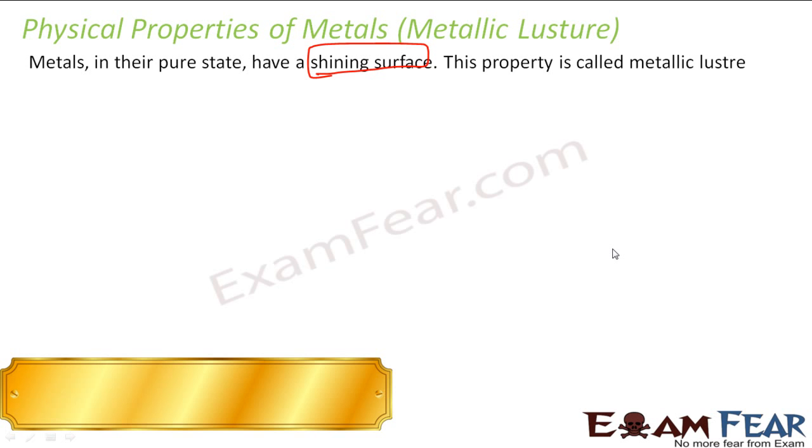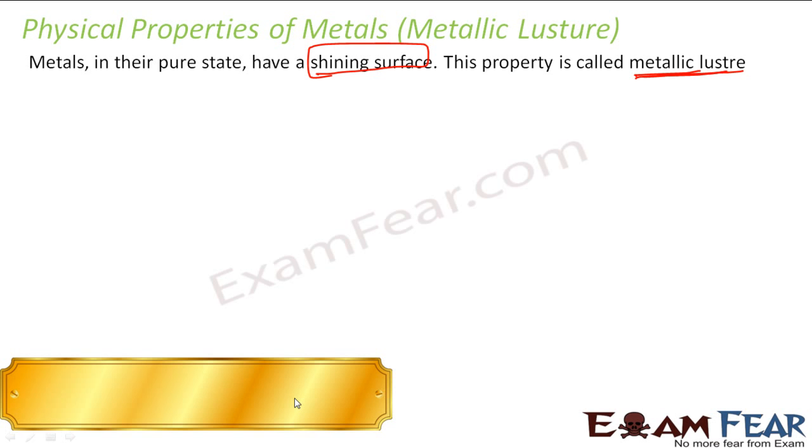But when we have defined the metals, we observe that most of the metals have a shining surface. So this property is called metallic luster. So if somebody asks you what is metallic luster, you can say that most of the metals in the pure state have a shiny surface. If you see gold, it shines. If you see silver, it shines. Copper shines. So most of the metals have a shiny surface, and this property of the metal is called metallic luster. Hope you understand this.